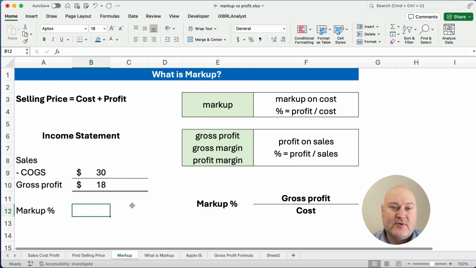Hello and welcome. Today we're working on the idea of markup, or markup on cost, and how that's different from profit or margin or whatever.